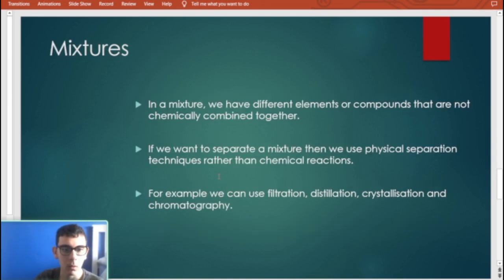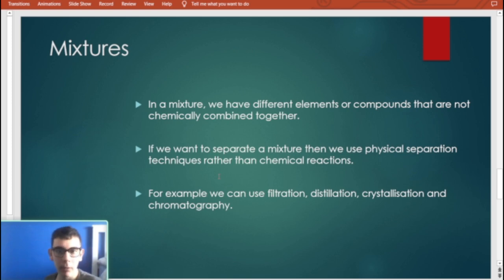So let's move on to mixtures. In a mixture, we have different elements or compounds that are not chemically combined together. The difference between a mixture and a compound is that a compound is chemically combined together, whereas a mixture is not chemically combined together. You must remember the difference.